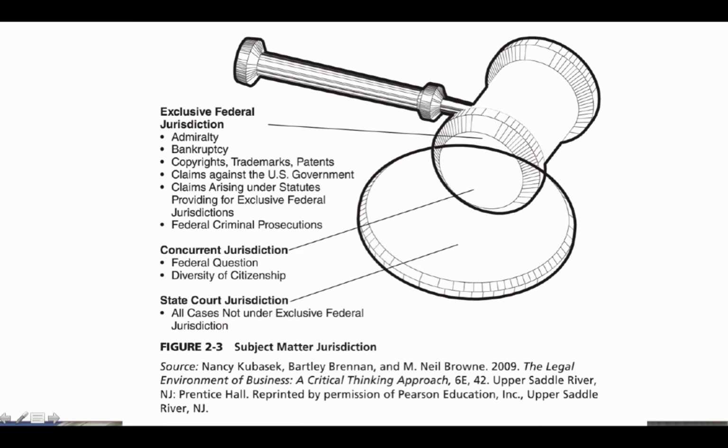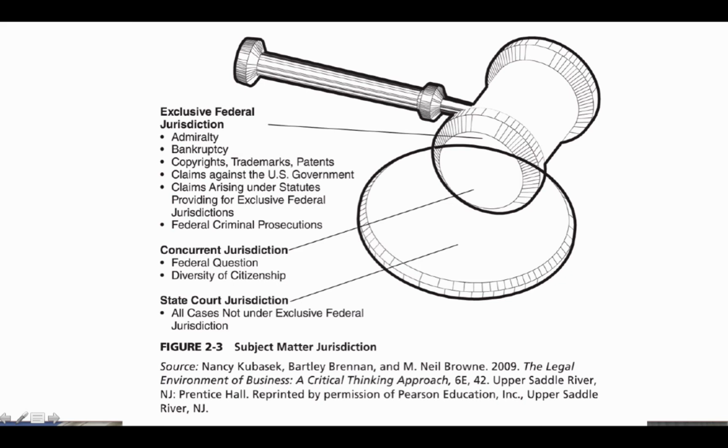Many cases have concurrent jurisdiction. Thus, they may be heard in either the federal or the state court. The plaintiff may file in the trial court of either system. There are two types of concurrent jurisdiction cases. The first are federal question cases.